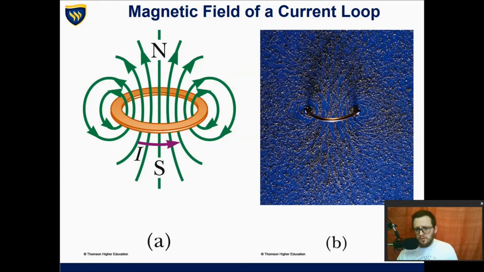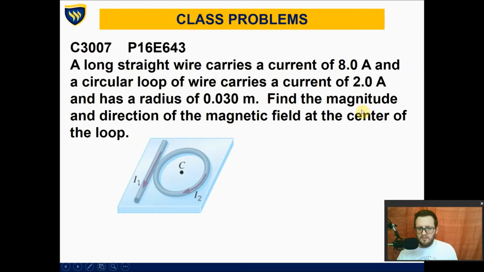And if you were to actually do this experiment with some iron filings and run some current through a loop of wire through that plane, you would see that field pattern mapped out. Let's look at an example real quick of a combination of the two situations we've been visiting.